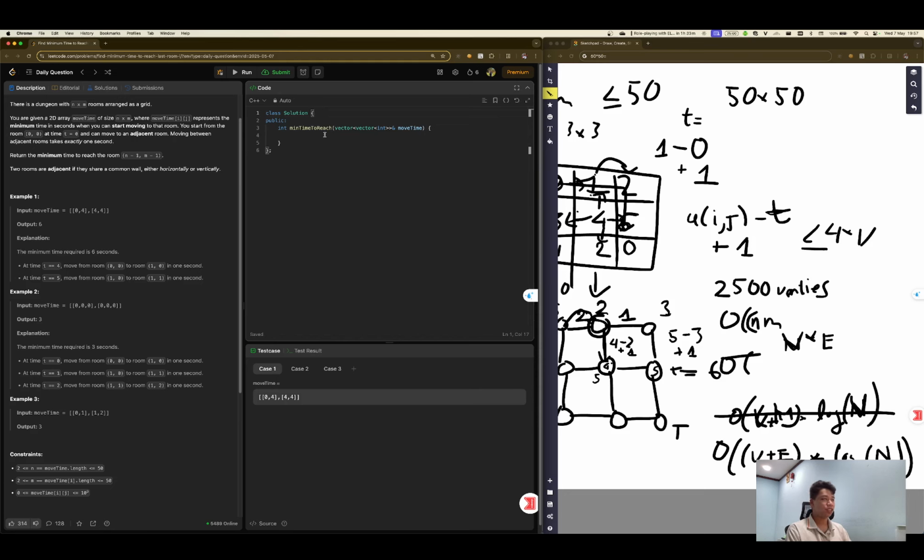To do Dijkstra, you need to create a priority queue. First, let's create the state. We have the coordinates.